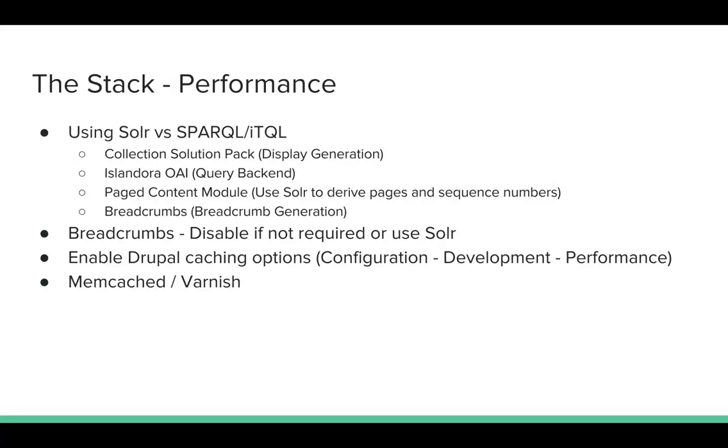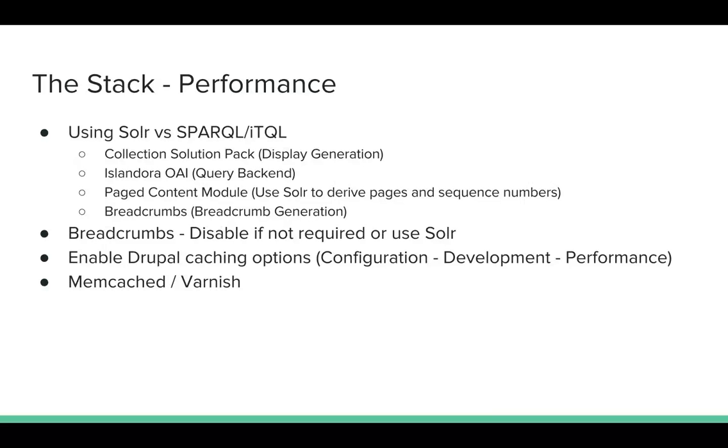There's also the Islandora OAI, which also has some performance issues with SPARQL. If you're using that module, I'd again recommend using Solr. The page content module can also use Solr to derive pages and sequence numbers. So when you're bringing up a book and it has a bunch of pages, it can perform a lot better.